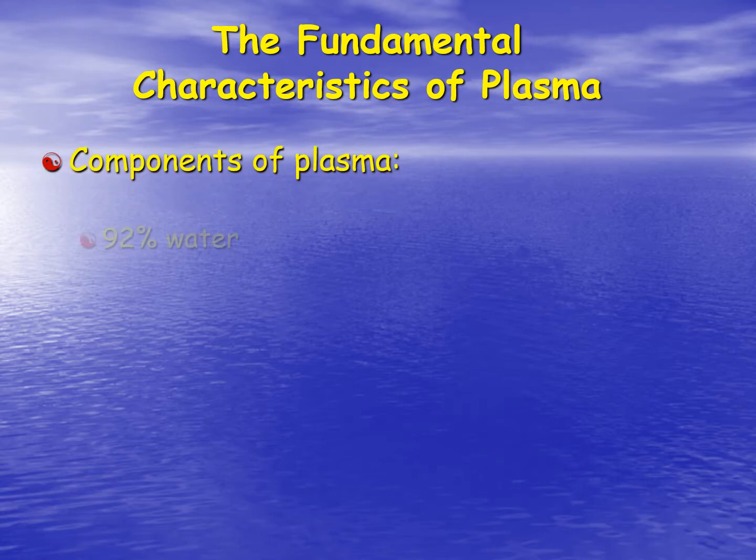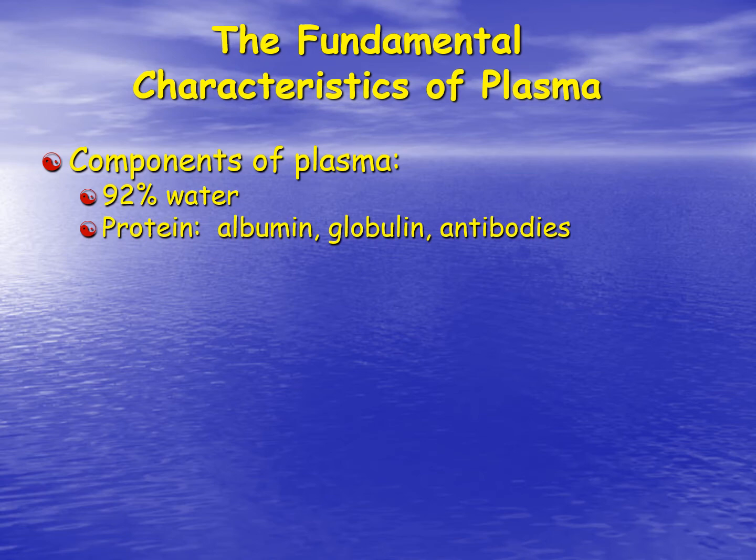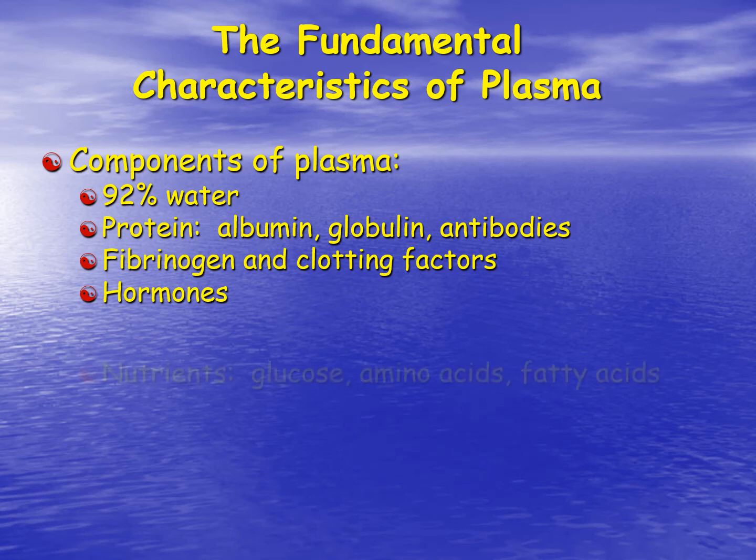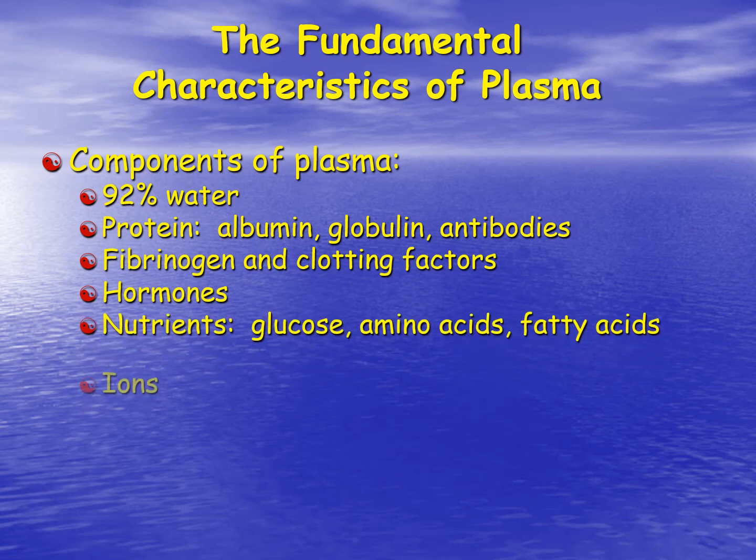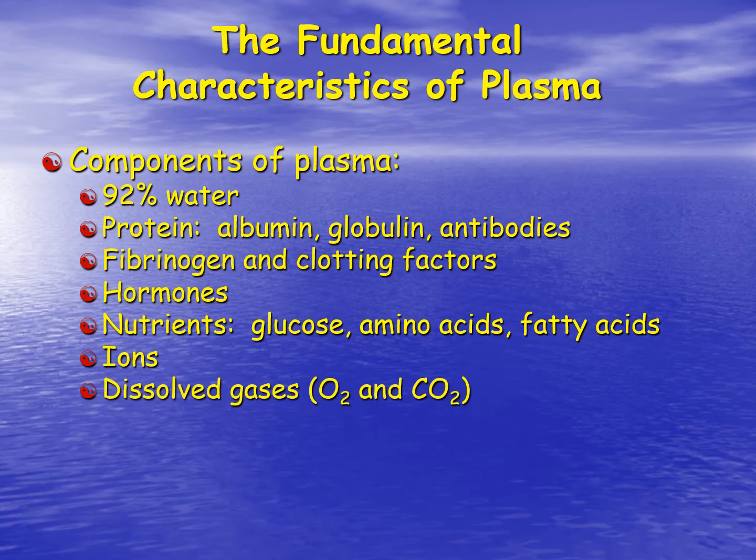Some components of the plasma: it's mostly water, and then we have some proteins, mostly albumin with some globular proteins or globulins, and this does include the antibodies, and then fibrinogen, which is the inactive form of fibrin used in the blood clotting mechanism. We also will have some hormones dissolved, some nutrients certainly, certain ions, and oxygen and CO2 as dissolved gases, along with some nitrogen. And then we also will have waste products that are usually headed towards the kidney or somewhere else to be excreted from the body.